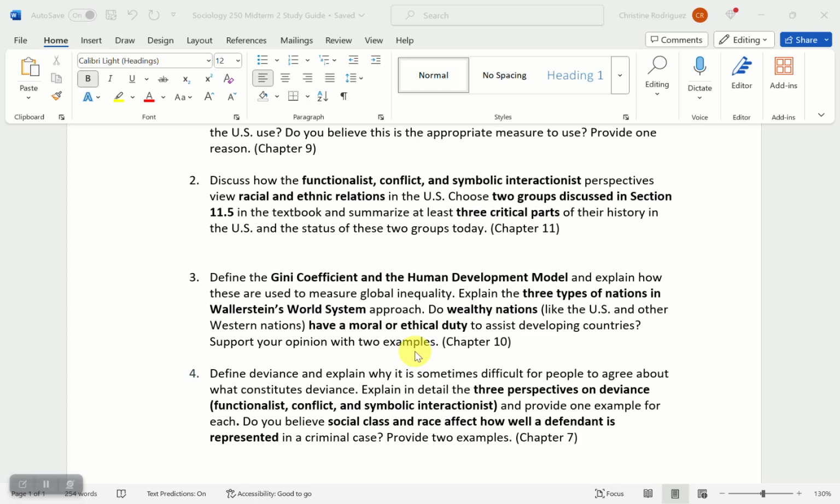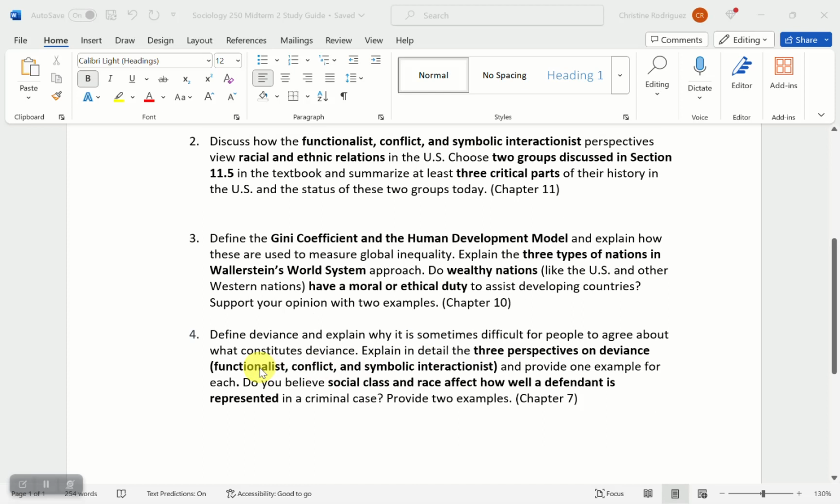Maybe you're one of those people. Fine. Explain to me why. Give me two examples about why you think that that is true. If you're on the other side, like me, and you believe that the US and other wealthy nations have a moral or ethical duty, then give me two reasons.